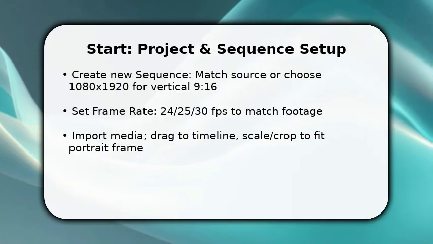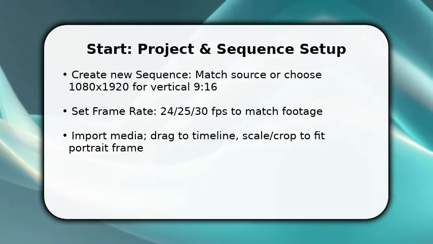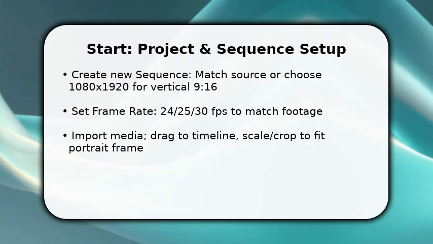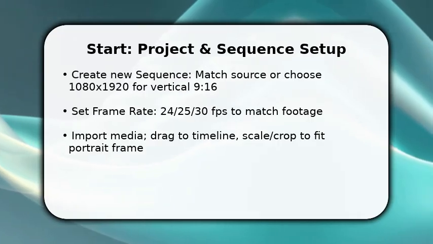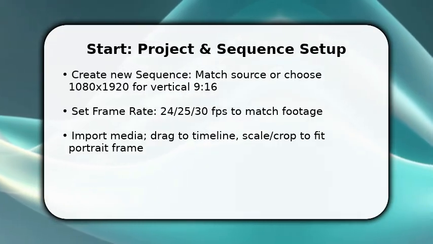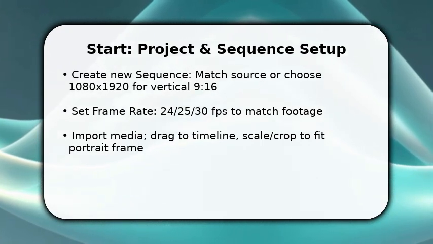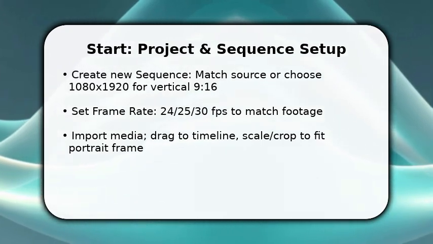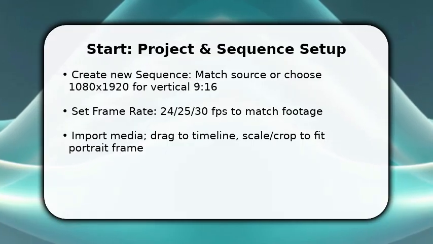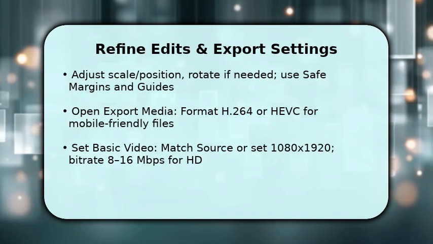Once done, use scale and position in effect controls to fill the vertical frame. This keeps composition centered and prevents unexpected black bars during export. Now refine your shots and prepare to export. Clean any overscan, add motion or keyframes for pan and zoom, and check safe margins so titles aren't cut off.